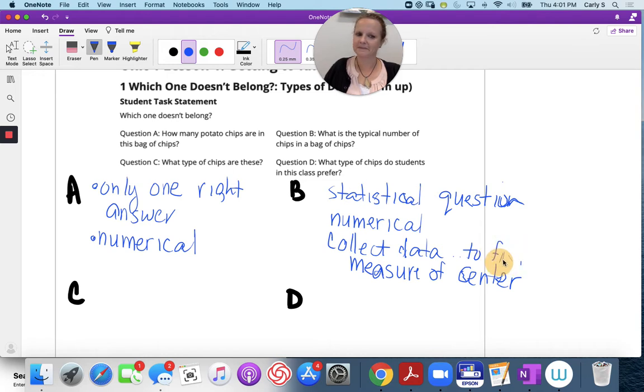So for this one, you'd have to collect data to find the measure of center, which is kind of like the average. C, what type of chips? This is not statistical. Sometimes I have issues with spelling. And it would require categories.